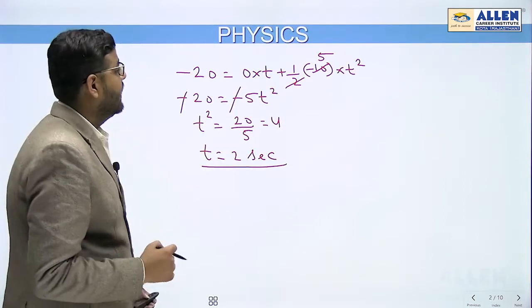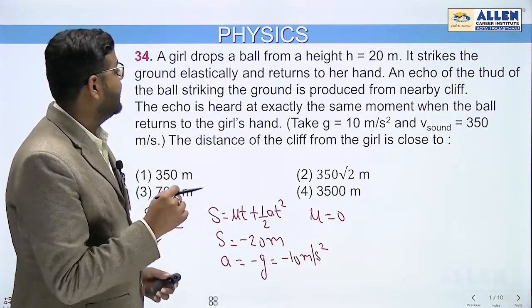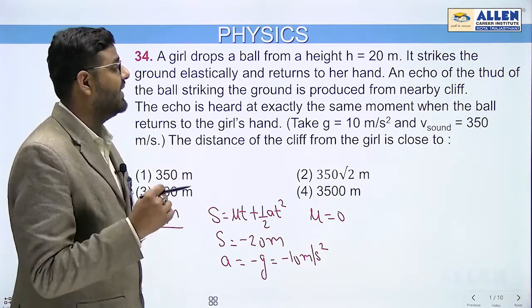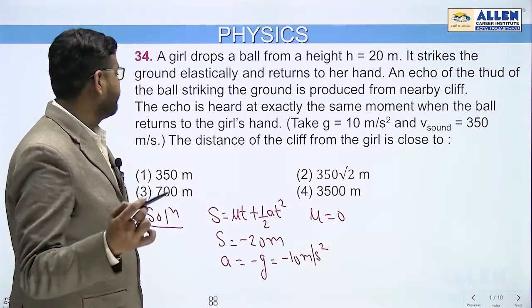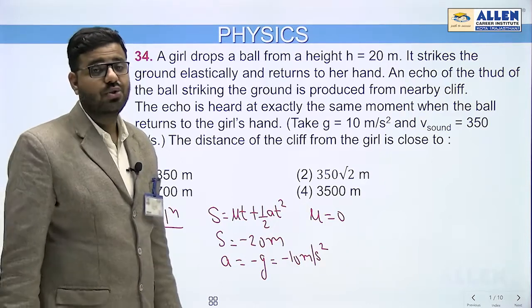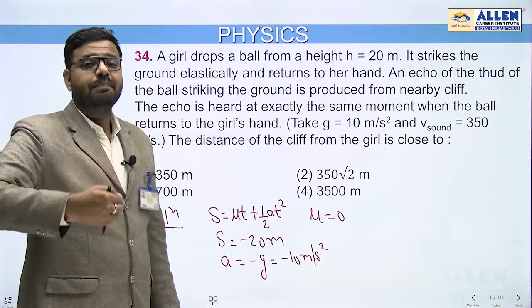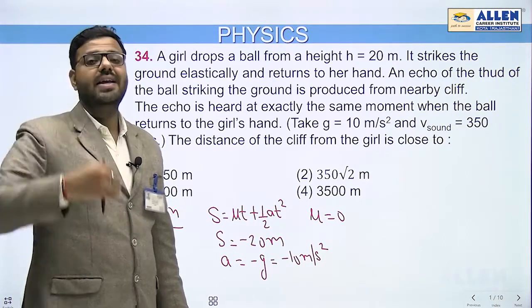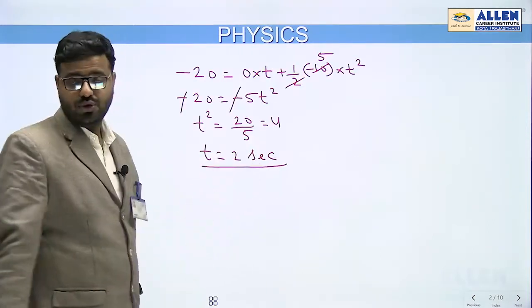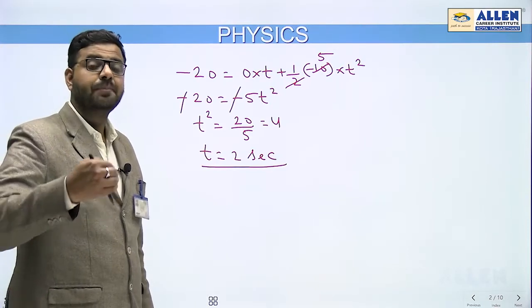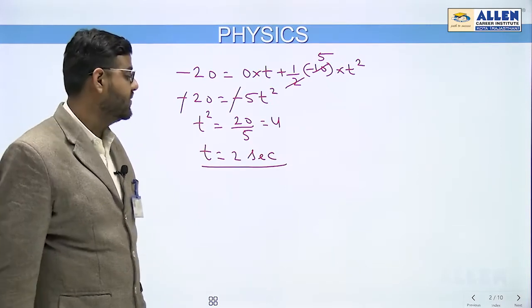Now in the question it says an echo of the ball striking the ground is produced from a nearby cliff, and the echo is heard at exactly the same moment when the ball returns to the girl's hand. The time taken by the ball to reach the ground is 2 seconds, so obviously the time taken by the ball to reach again in the girl's hand would be 2 seconds.